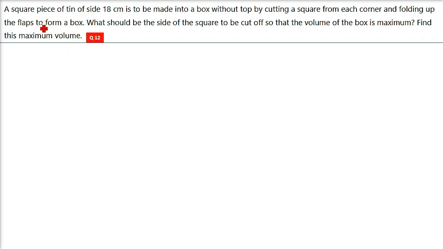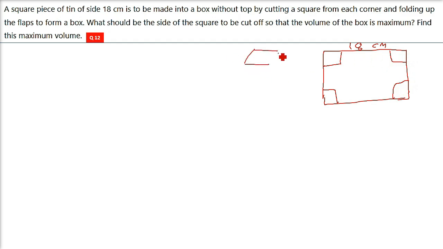Now just imagine this question. There is a sheet, and the square sheet has all the sides equal, because the square has this feature that all the sides have to be equal. Since all the sides are 18 and there are 4 corners, all the corners will have a square cut from them. This is a square, this one square, this one square, and this one square. That means all these 4 square corners will be cut, and then it will form a box. And please remember, this box has no top; it will have the base, but there will be no top.